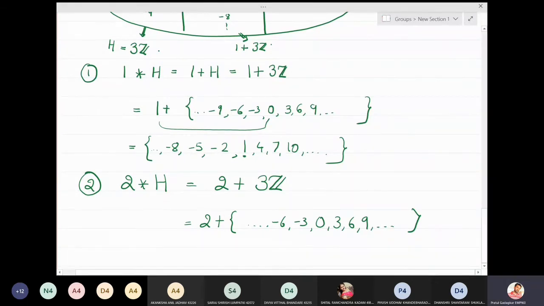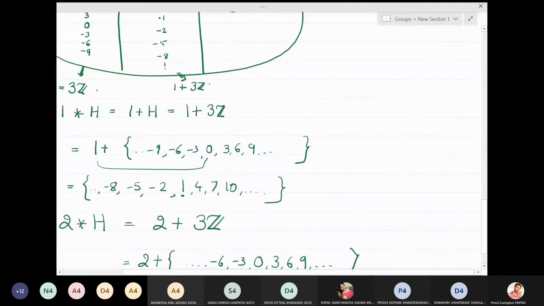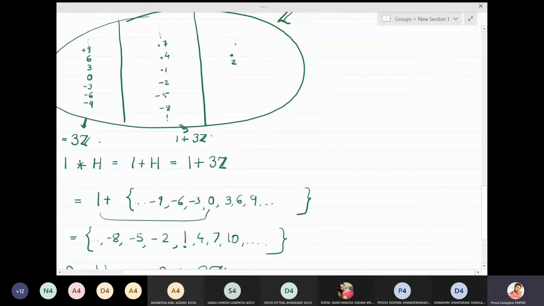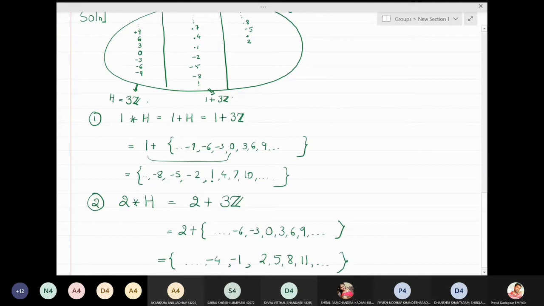Which is equal to what? Which is equal to 2, 5, 8, 11, dot, dot, dot, and this will be minus 1, minus 4, and so on. So now let me write these elements: 2, 5, 8, 11, and so on. And the remaining elements are what? Minus 1, minus 4, and so on. Okay, so this is the second coset.